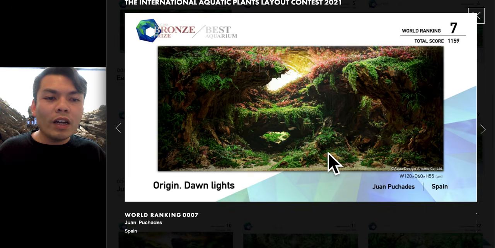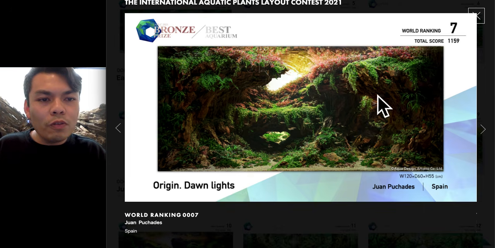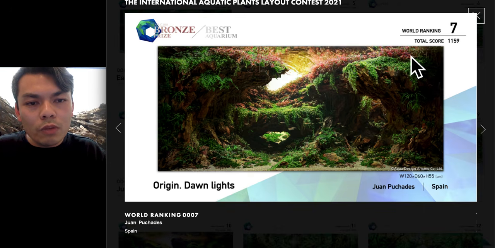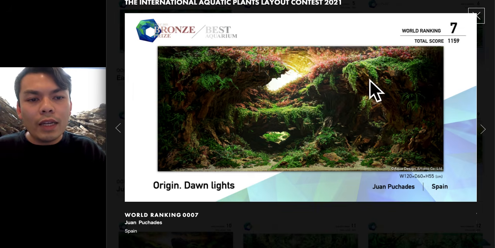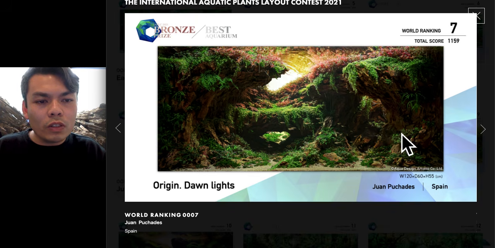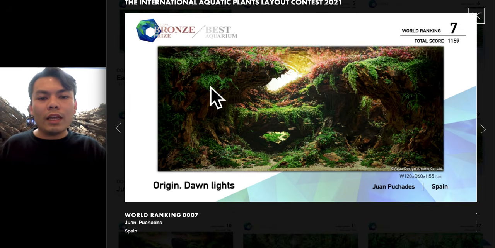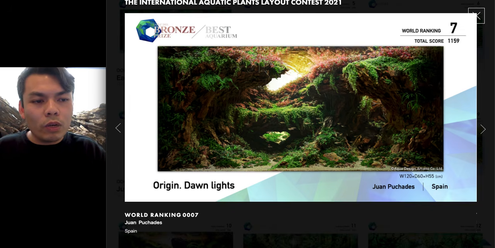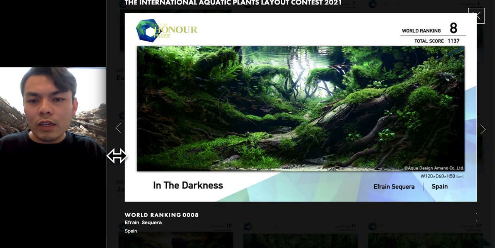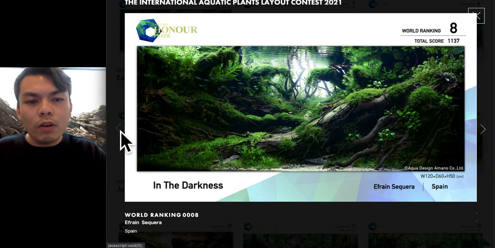So again, congratulations, a beautiful aquascape with such beautiful contrast between light, dark, red, green, and of course the use of this dragon stone to create a very bold red layout. That's just some real beautiful stuff. Alrighty, let's go this way. Although in the darkness, again, a very beautiful aquascape from Efrain Sequeira from Spain. Congratulations.